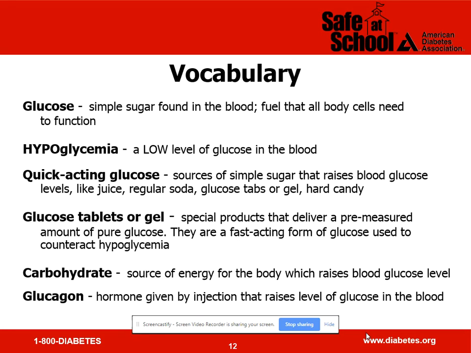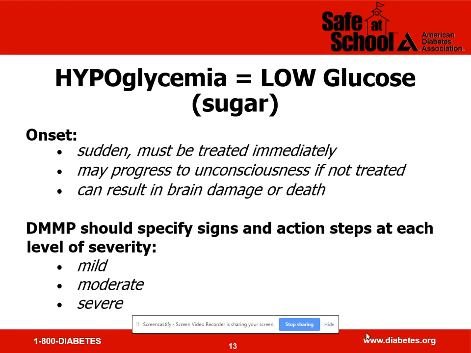There are also glucose tablets or gel, which is a special product that delivers a pre-measured amount of pure glucose. They are fast-acting and are meant to counteract hypoglycemia. A carbohydrate is a source of energy for the body, which raises blood glucose levels. Glucagon is a hormone given by injection that raises the level of glucose in the blood.